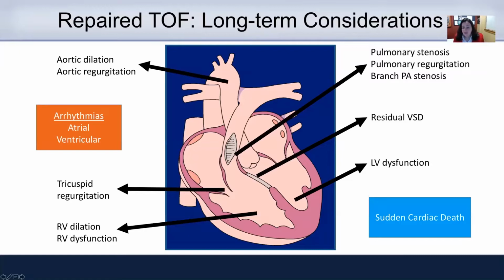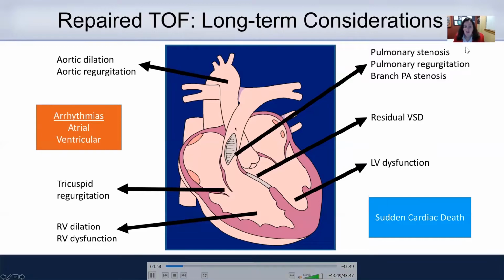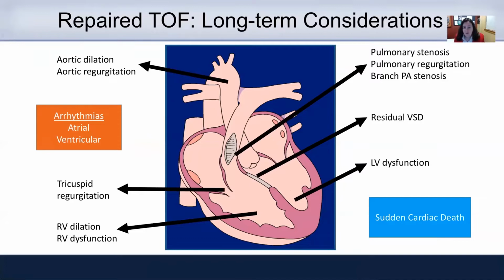The left heart may also be involved, as we know that at least 20% of adults live with at least mild left ventricular dysfunction. There's also aortic dilation and sometimes aortic regurgitation. All of these things we're going to assess by MRI. We know that as patients get older, they're prone to arrhythmias, both atrial and ventricular, and sadly, there is a small risk of sudden cardiac death.